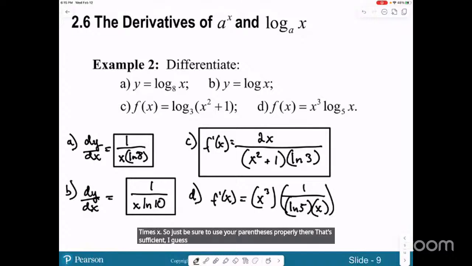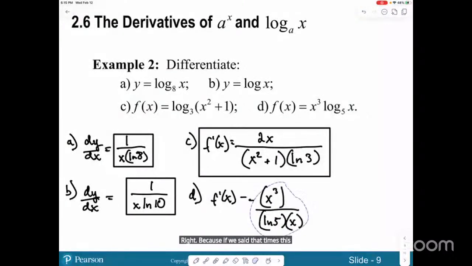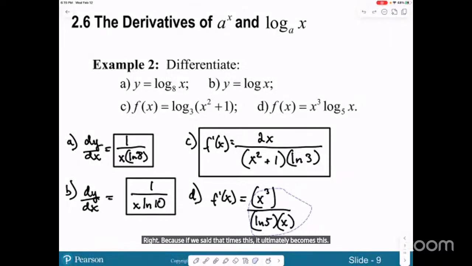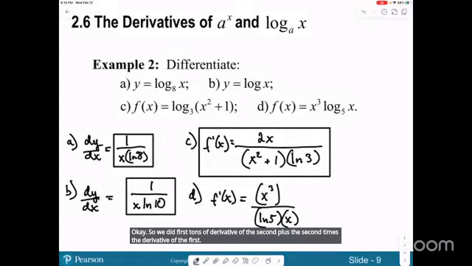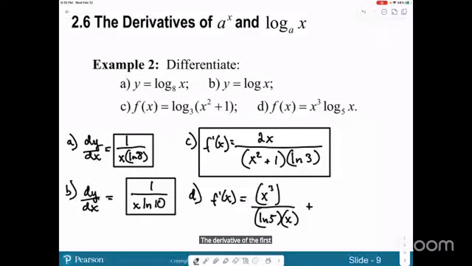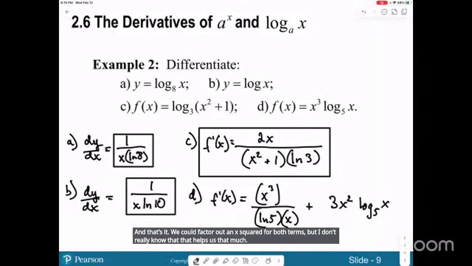Actually, I'm going to move it around just to clean it up a little bit. Right? Because if we said that times this, it ultimately becomes this. Okay. So we did first times the derivative of the second plus the second times the derivative of the first. The derivative of the first would be what? 3x squared. And the second is this. And that's it. We could factor out an x squared for both terms, but I don't really know that that helps us that much. So I'm just going to go with this.